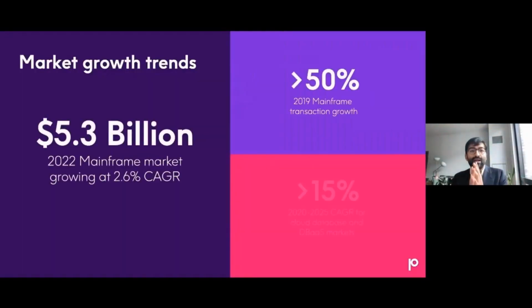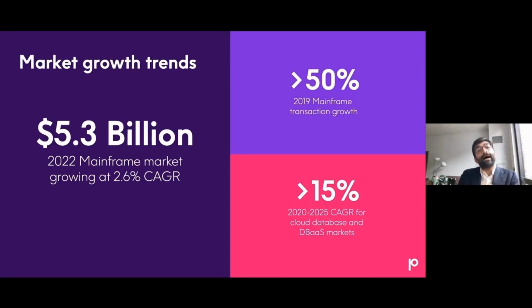Now let's take a look at what's going on in the market, right? If you look at, say, some of the systems that I would classify as mission critical systems, I would definitely classify systems like the mainframe, systems like the IBM i, and systems like SAP. These are really mission critical systems for a lot of our customers. The mainframe market itself is just north of 5 billion, and it's still growing. The reports of the mainframe's death, they continue to come out, but we continue to see the market grow. And in fact, just a couple of years back, mainframe transaction volumes were growing north of 50% year on year, right?